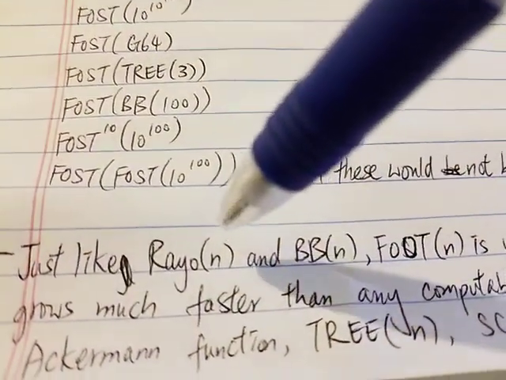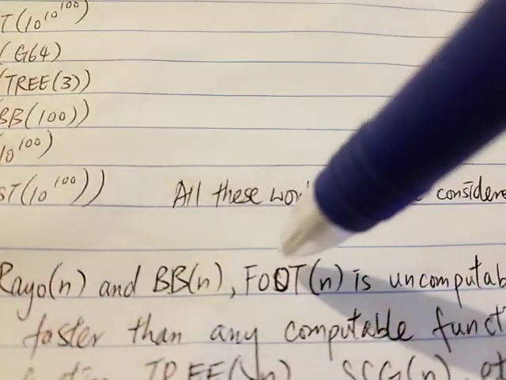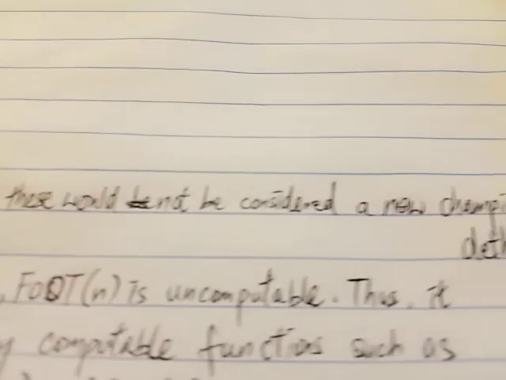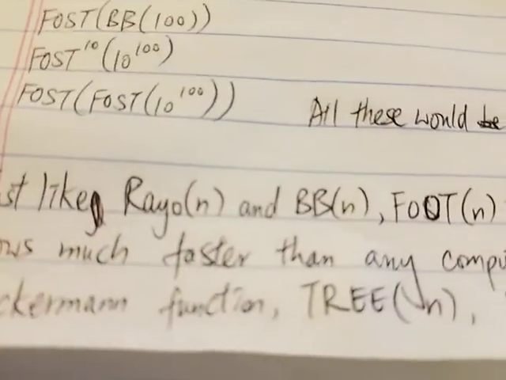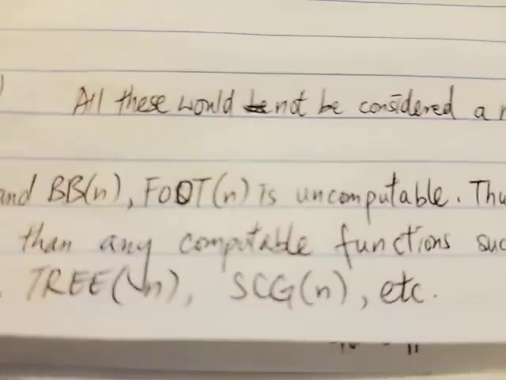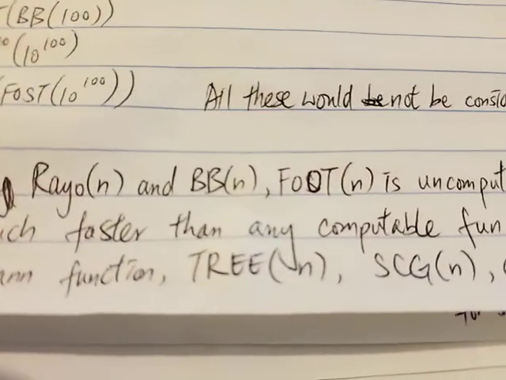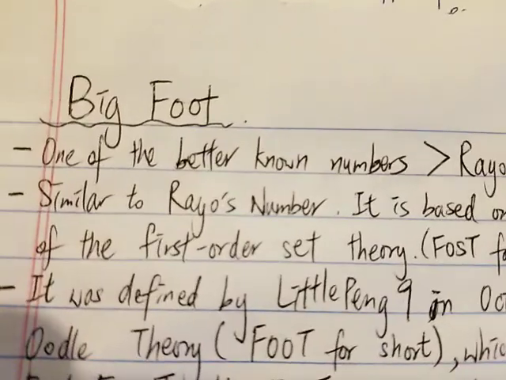Just like Rayo's function and the busy beaver function, the Foot n, so this Foot function, is uncomputable. Therefore, it grows much faster than any computable functions, such as the Ackermann function, the TREE function, and the SCG function, etc. So there we have it.